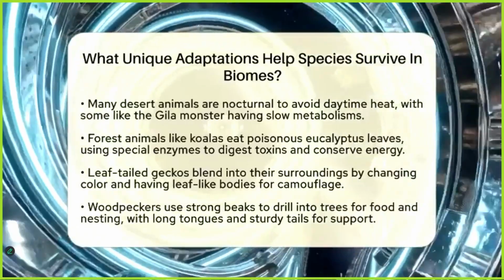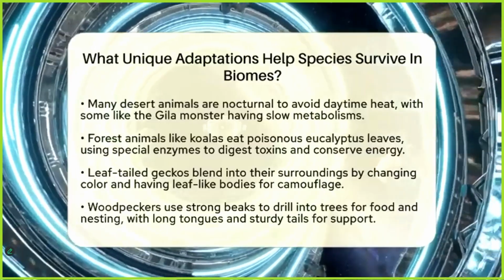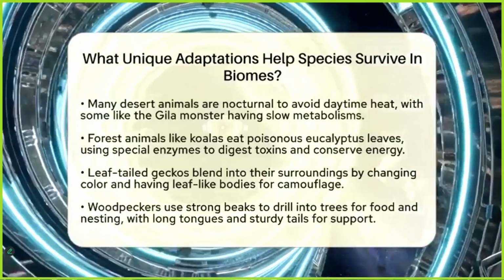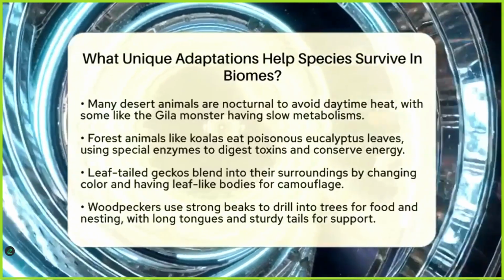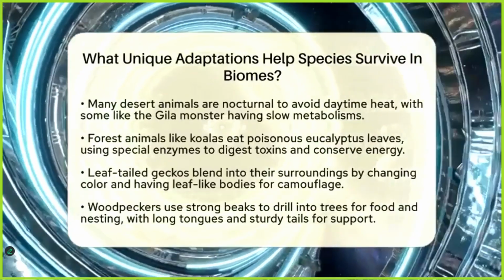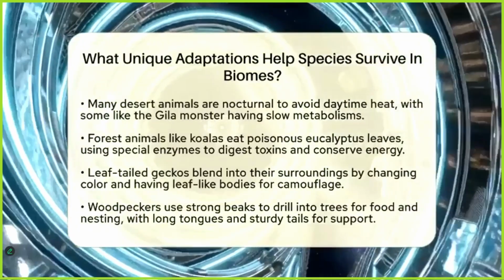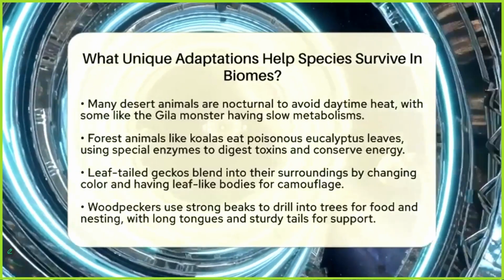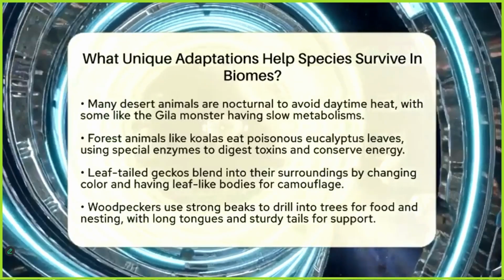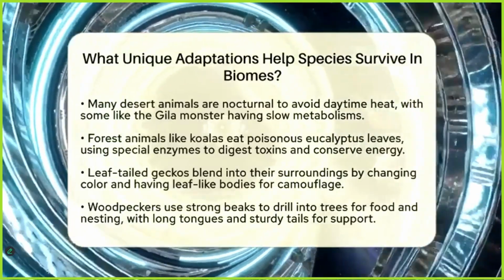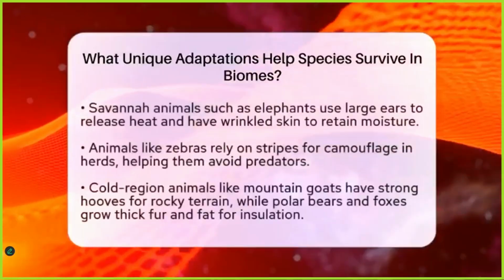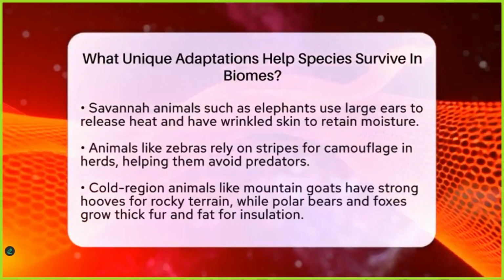Many desert animals are active at night to avoid the daytime heat, like the Gila monster, which has a slow metabolism to save energy. Forests and rainforests are full of life that has adapted to dense trees and sometimes toxic plants. Koalas eat mostly eucalyptus leaves, which are poisonous to most animals. Their digestive systems have special enzymes to break down the toxins and get nutrients. They move slowly and sleep a lot to save energy. Leaf-tailed geckos have flat bodies and tails that look like leaves, helping them hide from predators. They can also change their color to blend into the green leaves around them. Woodpeckers have strong, chisel-shaped beaks to drill into trees for insects and to make nests. Their long tongues and sturdy tail feathers help them cling to tree trunks while they work.